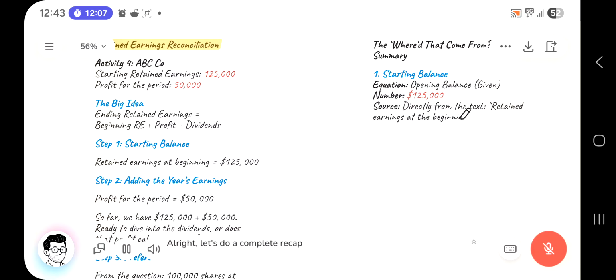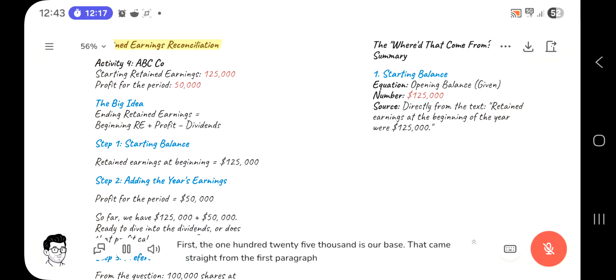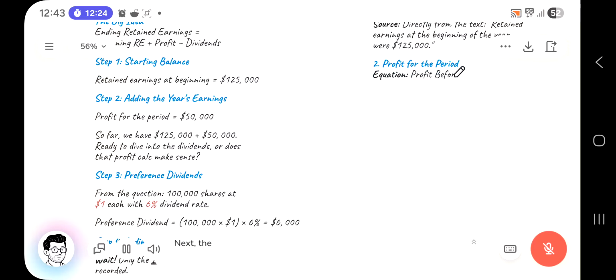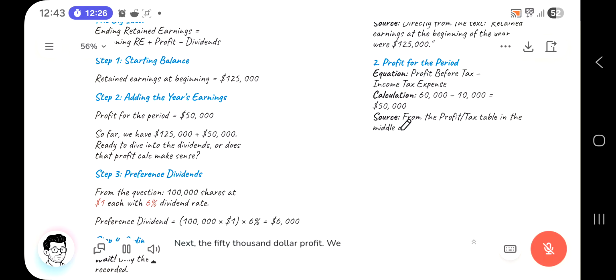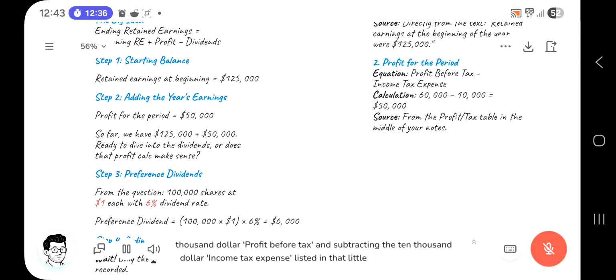All right, let's do a complete recap of where every single cent came from. First, the 125,000 is our base. That came straight from the first paragraph of Activity 4 in your materials. Next, the $50,000 profit. We got that by taking the $60,000 profit before tax and subtracting the $10,000 income tax expense listed in that little table in your notes.